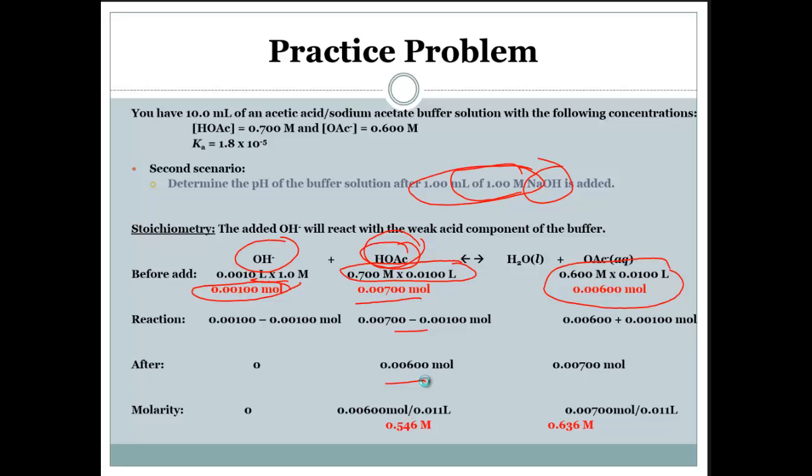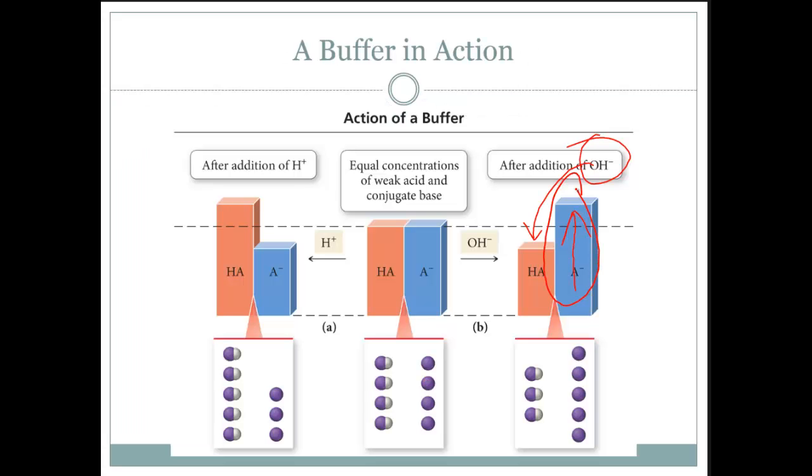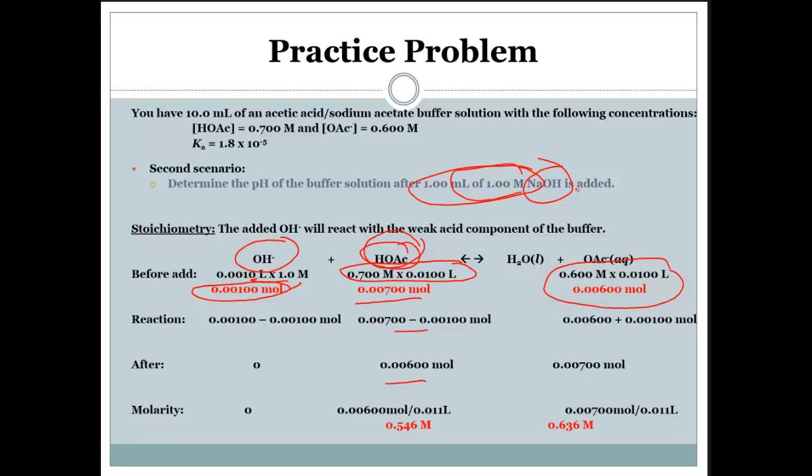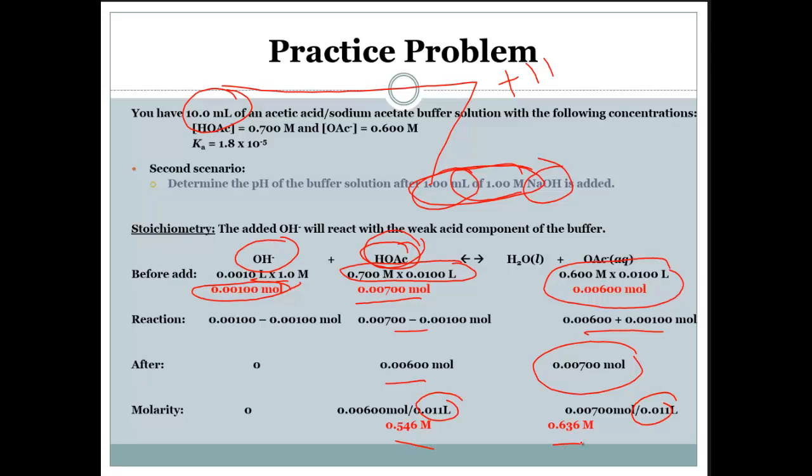So it comes down to 0.006. Whereas the base here, the conjugate base, goes up. So therefore it's going to be added to 0.007. We take 1 milliliter of the base, and we have 10 milliliters of the solution, add it up, and we have 11 milliliters total. So divided by 0.011 to get us our molarities.